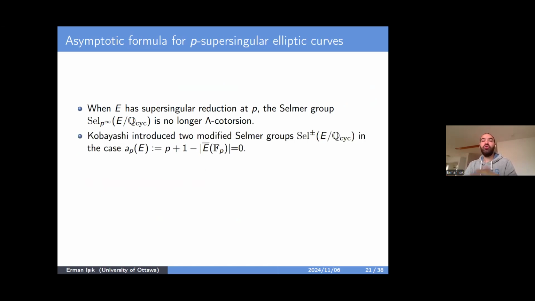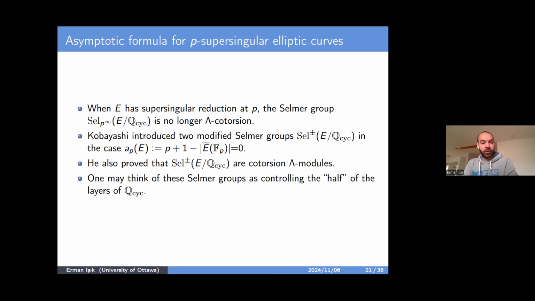Kobayashi introduced two modified Selmer groups, which are called plus-minus Selmer groups, when a_p, which is given by this formula here, where E bar denotes the reduction of my elliptic curve at P, is 0. And he also proved that these modified Selmer groups are cotorsion, hence we have Iwasawa invariants. Well, he actually proved more, but as I said, I'm restricting myself to the topic of the talk.